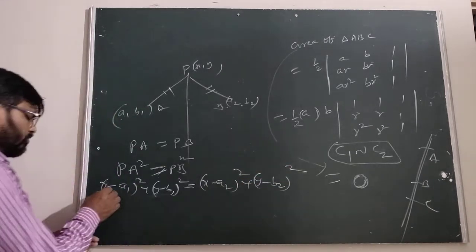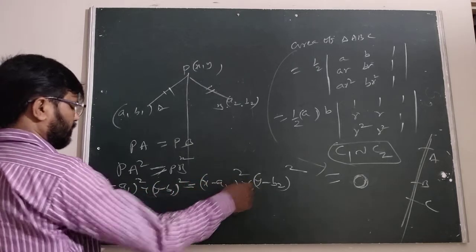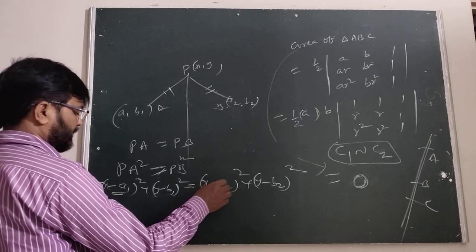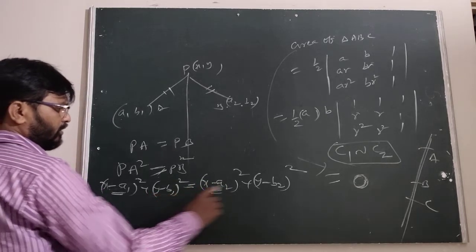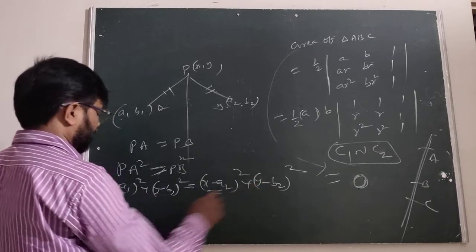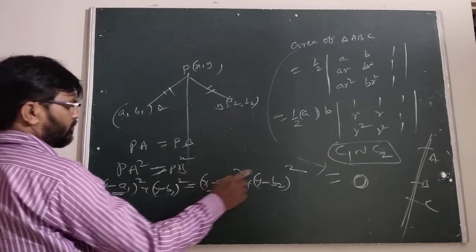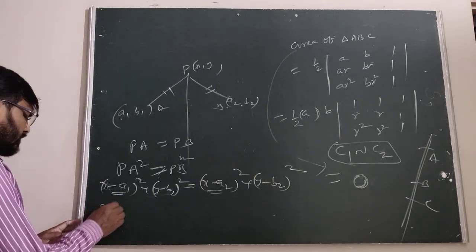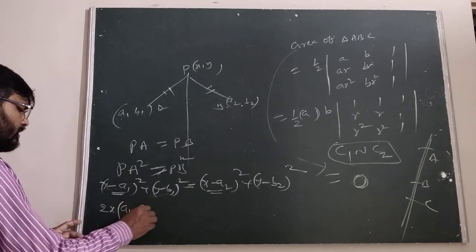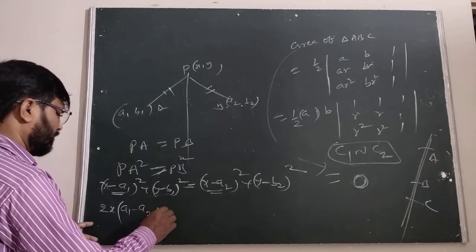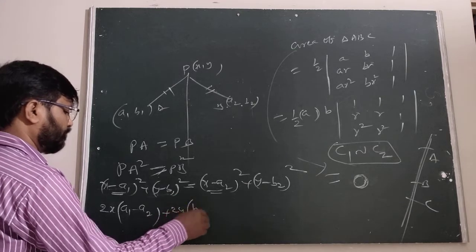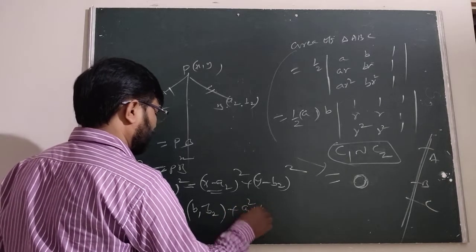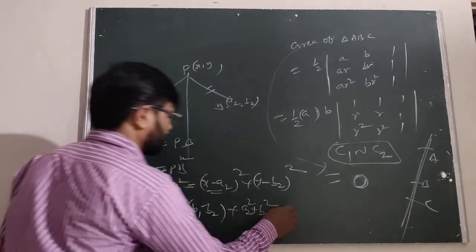After simplification, we cancel x square, y square on both sides. This gives minus 2a1x, minus 2a2x, minus 2b1y, minus 2b2y, plus a1 square, b1 square, a2 square, b2 square. When we take 2x as common, we get a1 minus a2. We take 2y as common, and this is b1 minus b2. The remaining terms, a2 square plus b2 square, are sent to the other side.